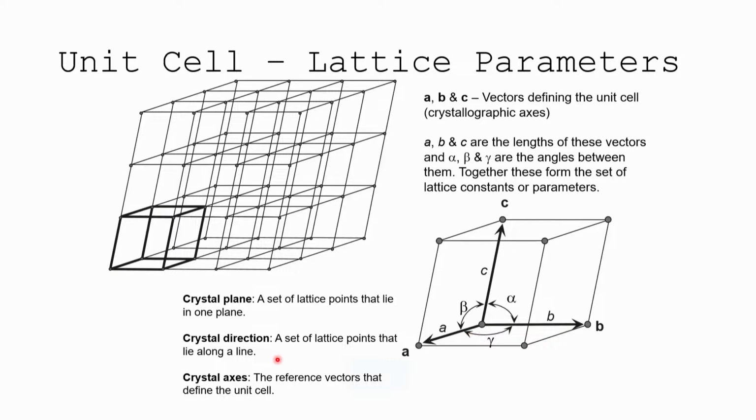about. Crystal direction is a set of points that lie along a specific line in the crystal. And crystal axes are reference vectors that are used to define the unit cell.